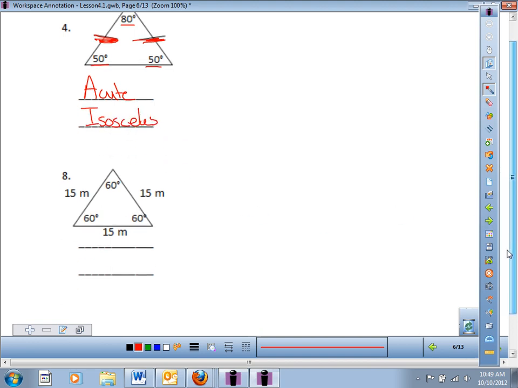Right. Next one. Let's look at what we have. We have 60, 60, and 60. So if we look there, we have 3 acute angles, but they're all equal. They're all equal. So this is not an acute. This is an equiangular.